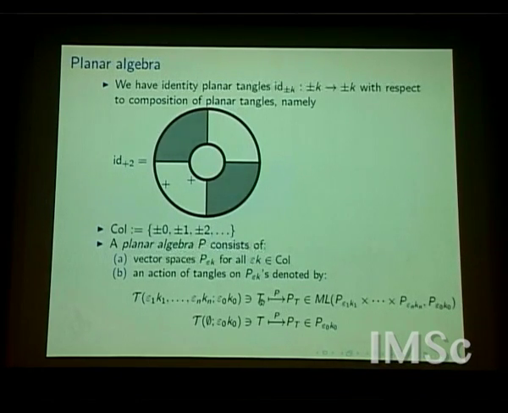If T is a tangle which has n many internal disks with colors epsilon 1 k1 to epsilon n kn as input, going to the output epsilon 0 k0, then P sub T will be the action of T, and that will be a multilinear map from the vector spaces corresponding to the input colors to the vector space corresponding to the output color. But if you do not have any internal disk, it will be just an element of the vector space corresponding to the color. Let me illustrate in this example. And also the composition and identity should be preserved.